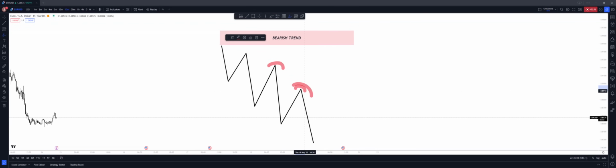Why? Because this high is lower than this one, but it's a high. Not higher than this one, but it's lower. And it's high because it's on the top. Therefore, telling you that the market structure is giving you a bearish trend.